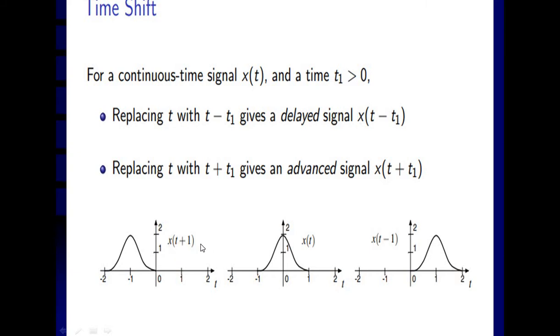Similarly, to create x of t plus 1, we will have to shift 1 time unit to the left side. So if you can see here, minus 1 to plus 1 has moved to between minus 2 to 0. In simple words, x of t minus 1 means the signal is arriving 1 unit late, and x of t plus 1 means the signal is arriving 1 unit earlier. Earlier, in the sense it arrives at minus 2. Late, in the sense it arrives at 0.